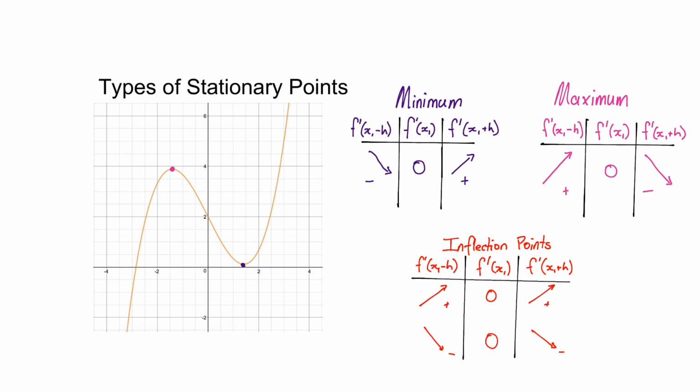So these are our 3 types of stationary points: a maximum, a minimum, and our inflection points.